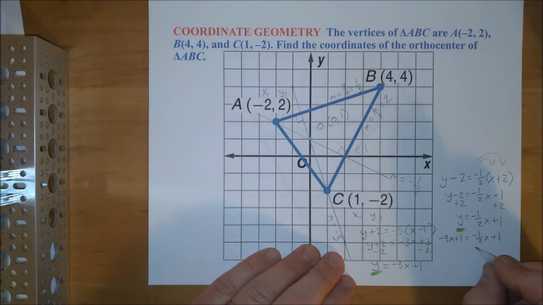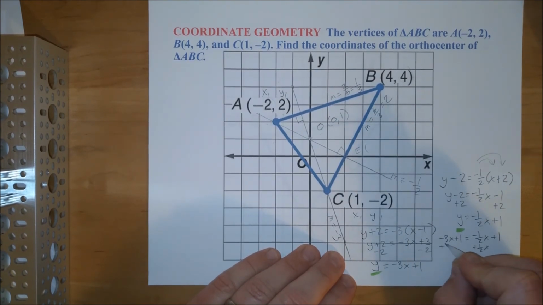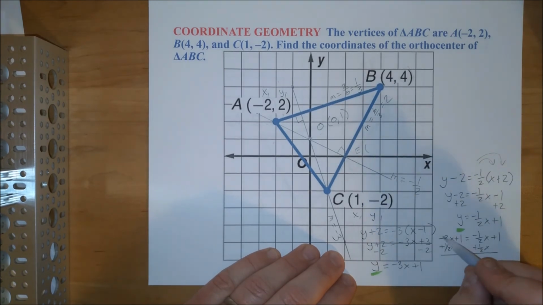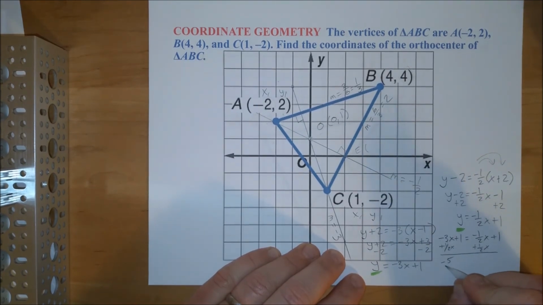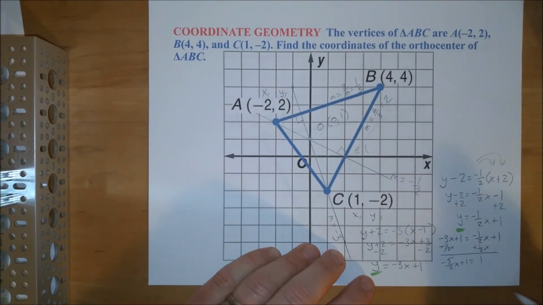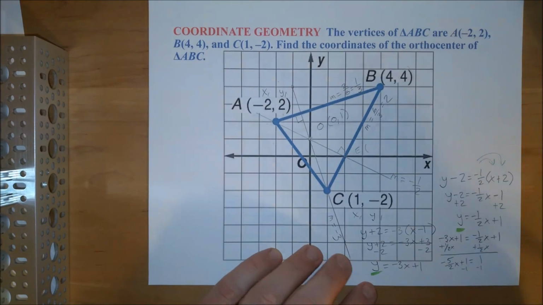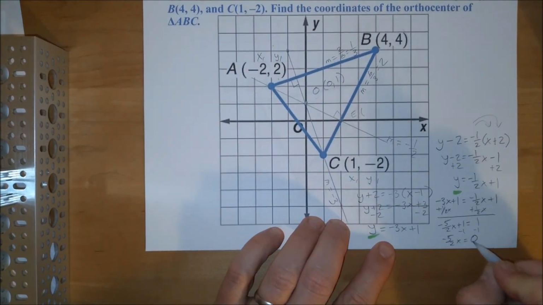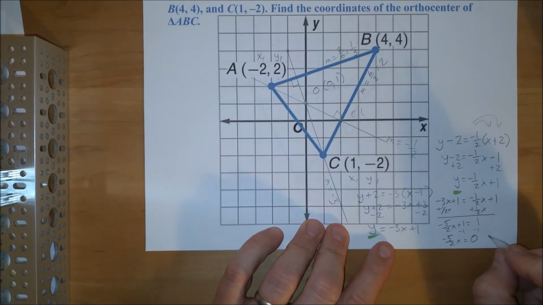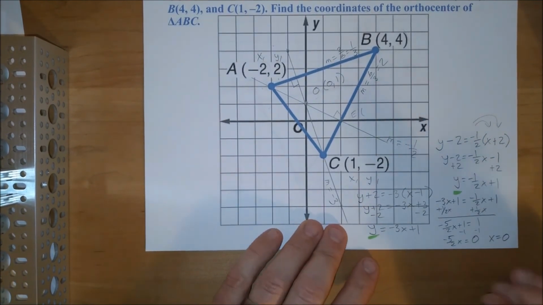I'm going to go ahead and add 1/2 x to both sides. And what I'm going to do here is call this 6/2. So -6/2 x plus 1/2 x gives me -5/2 x equals 1. Okay, and I'm going to subtract 1 from both sides, and you might see where this is going. We get -5/2 x equals 0. You can tell there, hopefully, that x equals 0.